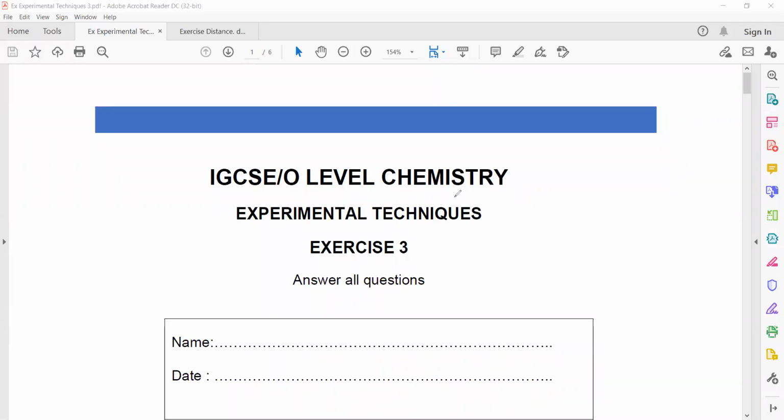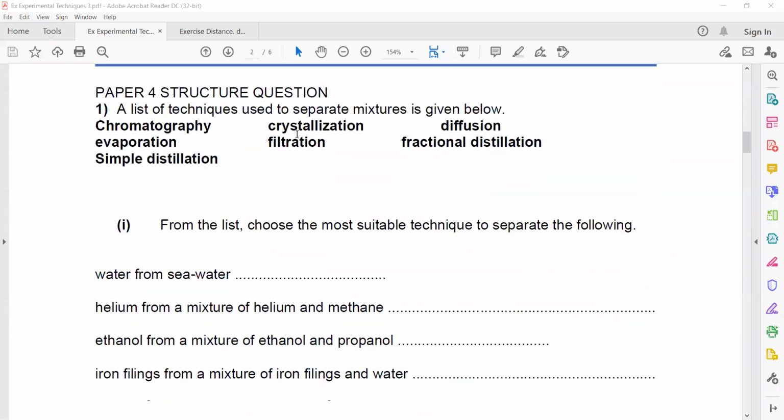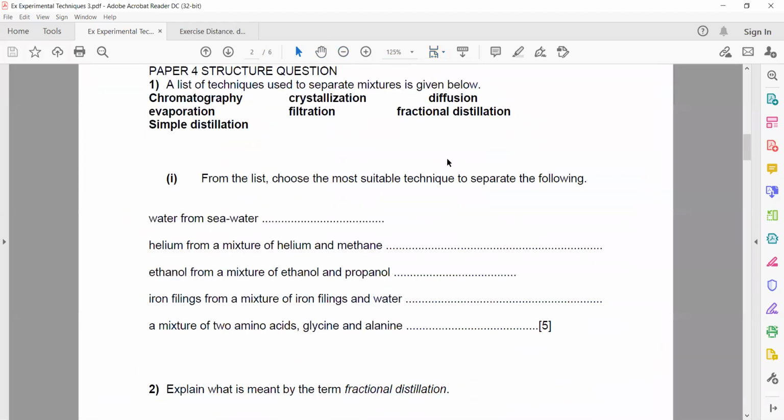So this session is related to experimental technique exercise 3, which is a weekly homework as well. In the first question, which is from paper 4, the structure question, a list of techniques used to separate mixture is given below. So you can have chromatography, crystallization, diffusion, evaporation, filtration, fractional distillation, and simple distillation. From the list, choose the most suitable technique to separate the following.